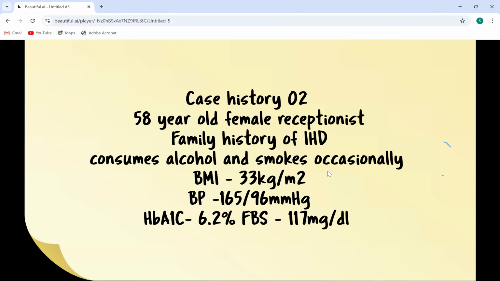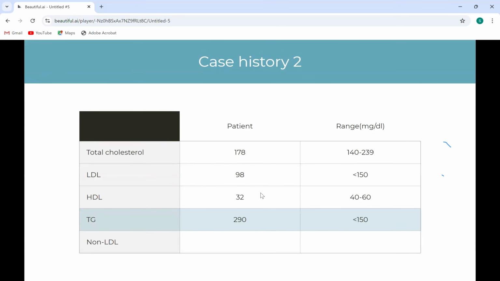So a 58-year-old female, receptionist, family history of ischemic heart disease, consumes alcohol and smokes occasionally, BMI 33, blood pressure 165/96, HbA1c 62, fasting blood sugar 117. LDL is 98. Total cholesterol 172, triglycerides 290. Happy? What would you basically start this patient on?